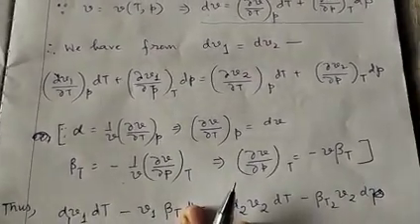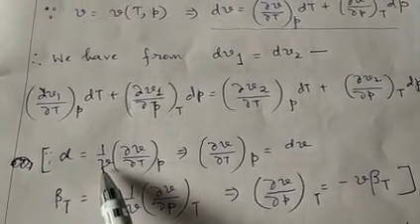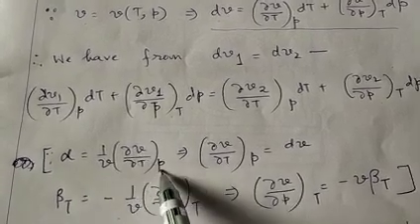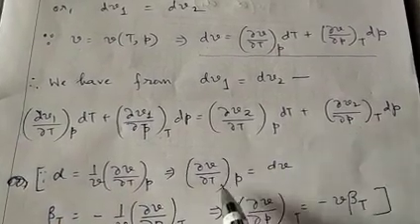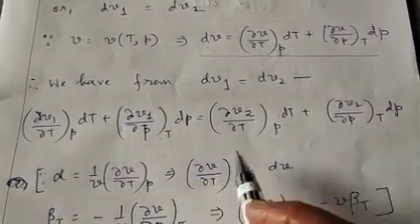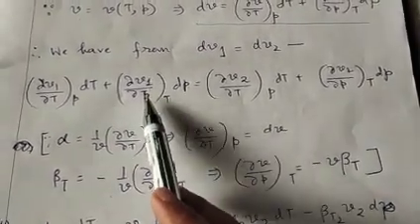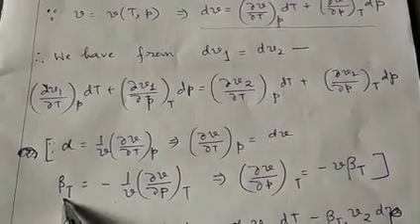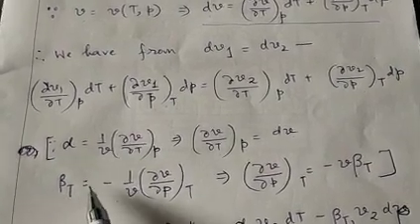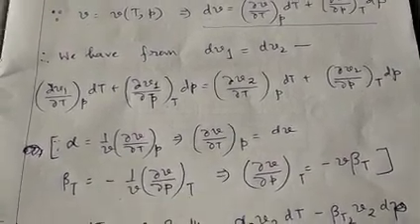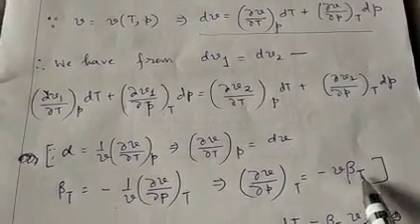Now we have the isobaric volume expansivity, which is written as alpha equals 1/V (∂V/∂T) at constant P. Here we have similar terms, ∂V1/∂T and ∂V2/∂T, so we can replace ∂V/∂T with alpha V. Then for the ∂V/∂P term, we replace it using the isothermal volume compressibility, beta T, because we know beta T is minus 1/V (∂V/∂P) at constant T. Therefore ∂V/∂P at constant T is minus V beta T.